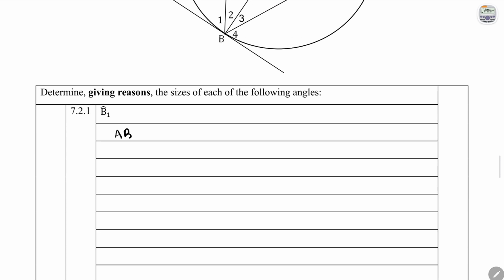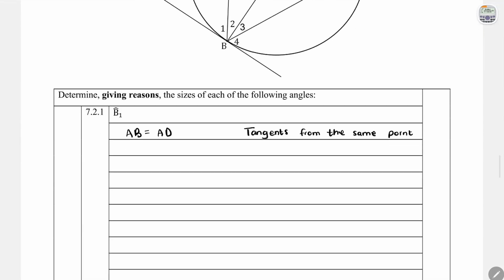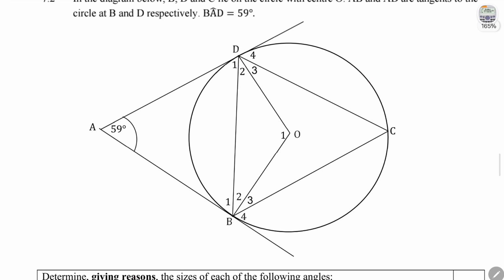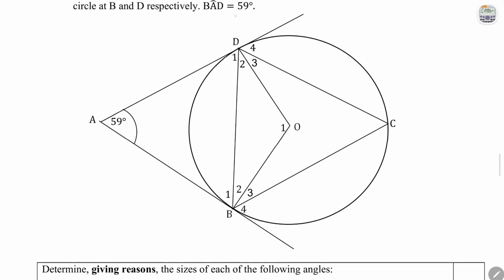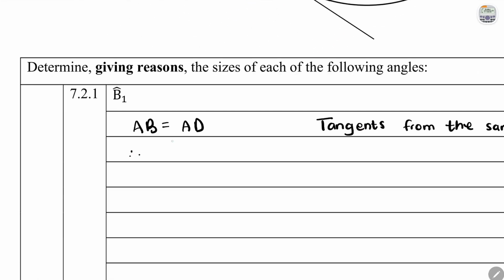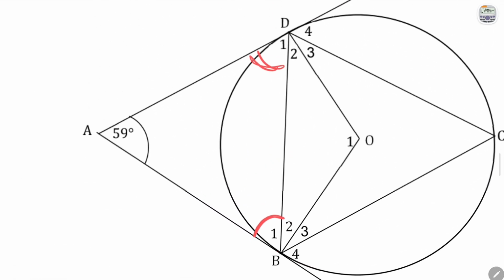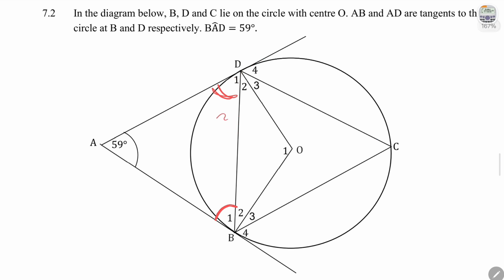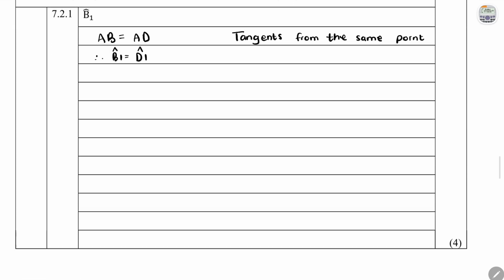AB equals AD, and the reason why is because tangents from the same point drawn to a circle are equal. Tangents from the same point are equal, and now we can go ahead and tell them that these two angles are equal. So angle B1 is equal to angle D1. So we're concluding that angle B1 is equal to angle D1. And the reason they are equal is not just because this is an isosceles triangle, it's because these sides are equal, and so the angles opposite their equal sides are also equal. So we can tell them that.